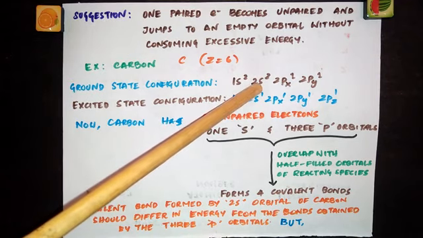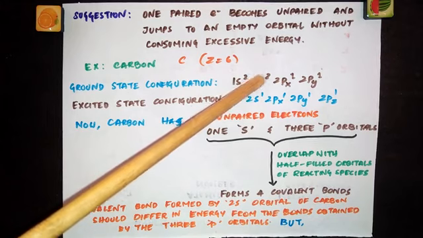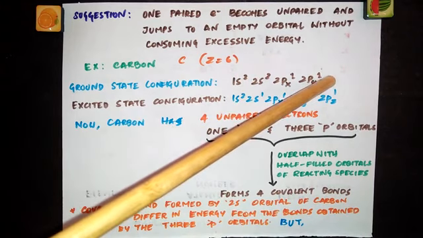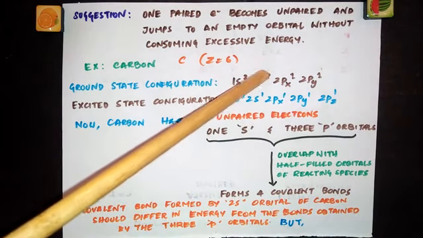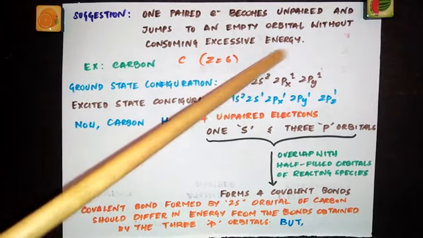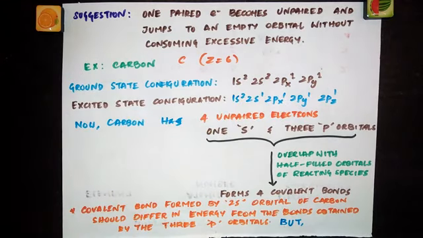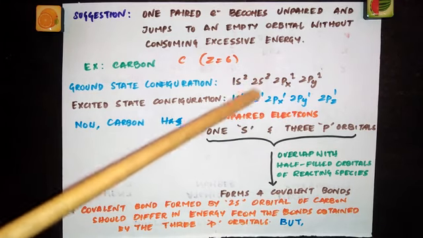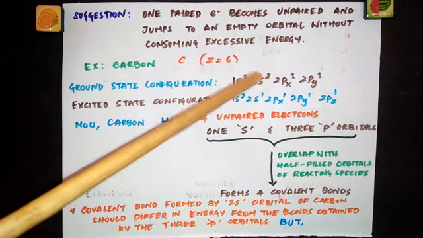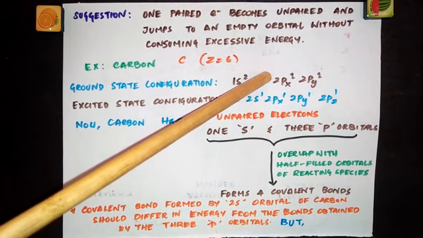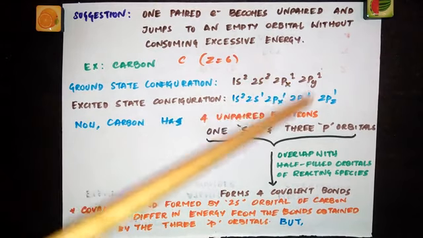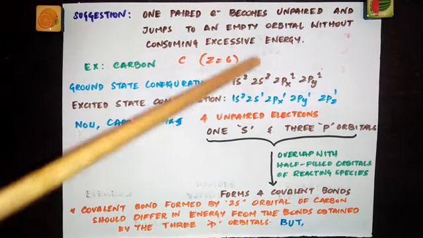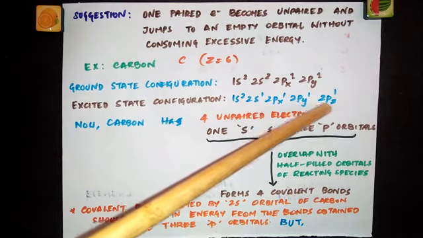Let's take this paired electron. It becomes unpaired and jumps to an empty orbital. What is the empty orbital here? We have 2pz with no electrons. So this paired electron becomes unpaired and jumps to an empty orbital, and that happens without consuming excessive energy. Now what will be the new configuration? 1s2, 2s1, because the paired electron has become unpaired. So 2s1, 2px1, 2py1, and one of the electrons jumps to the empty orbital, which is 2pz.